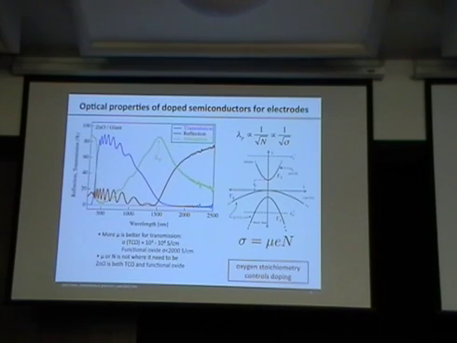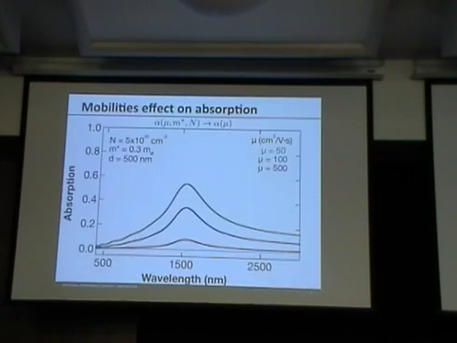Now, to be fair, we don't change the location of lambda p. What we're really doing is changing how much absorption we see when we're not at exactly lambda p. But that does make a difference, because if we have some absorption here, that's just basically going to be loss in our device, if we're using this as a transparent window electrode. Everybody on board? Okay, good.